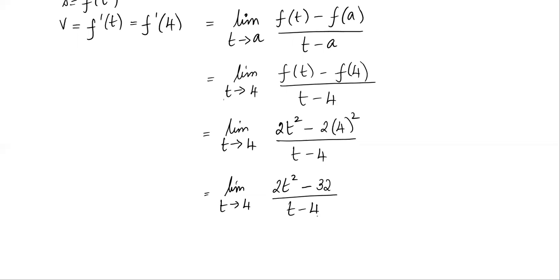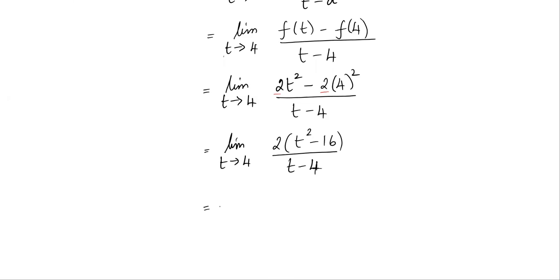I just want to save a step. So what I'm going to do is go back here and factor out the 2. You can see that very clearly, right? You can see the 2 here and the 2 here. That'll be easy for me just because I know that I could factorize the t squared minus 16 using difference of squares. And that will be useful in eliminating the denominator. 2 times t plus 4 times t minus 4.